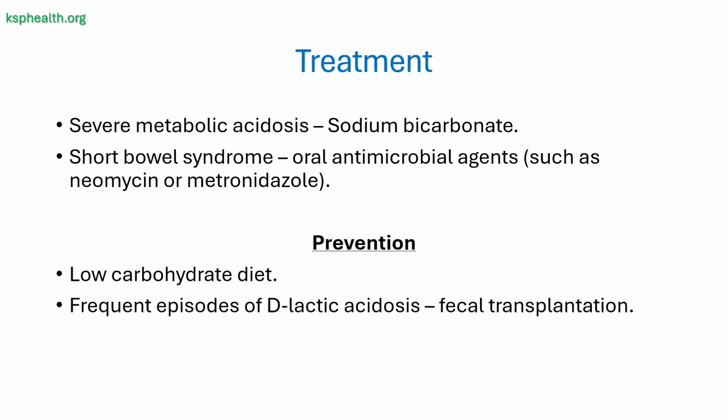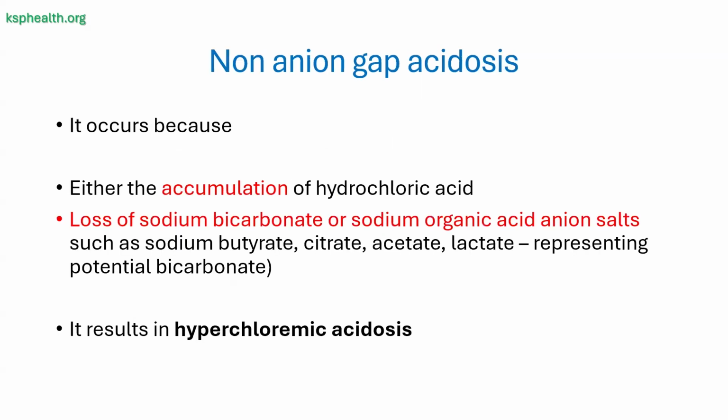Severe metabolic acidosis, of course, you treat with buffers such as IV sodium bicarbonate, and for short bowel syndrome, antimicrobial agents to get rid of the bacteria that ferment glucose into D-lactic acid. How to prevent? A low carbohydrate diet, and for frequent episodes of D-lactic acidosis, one can use fecal transplantation.